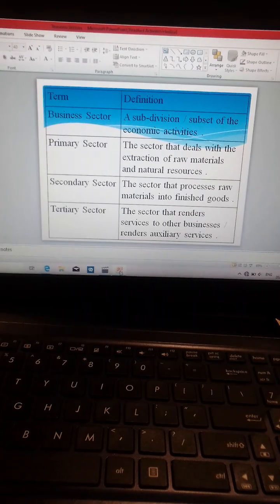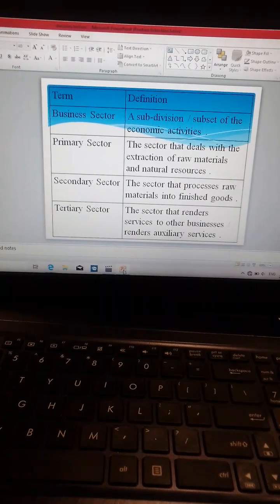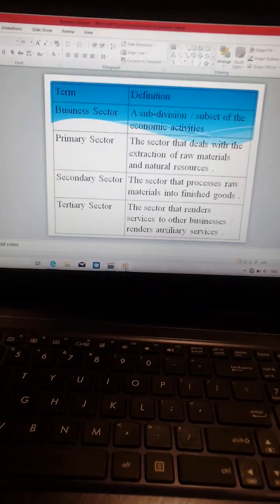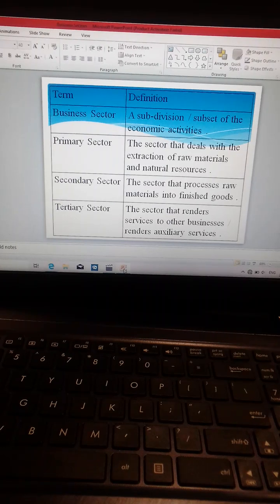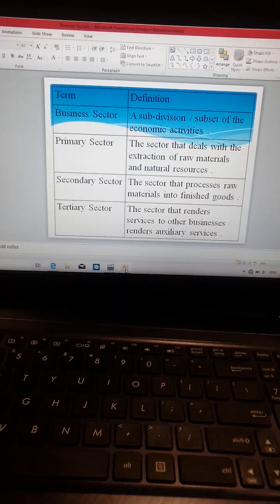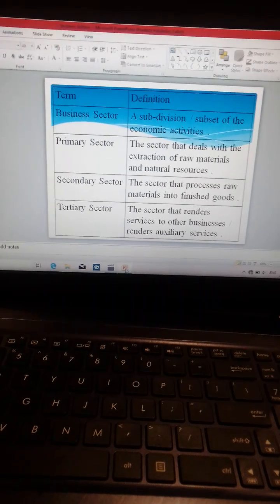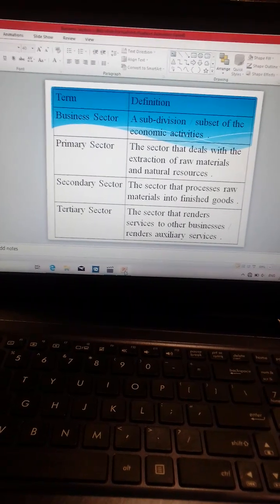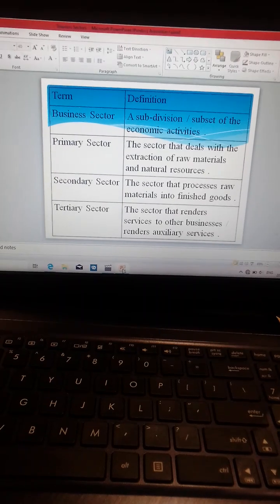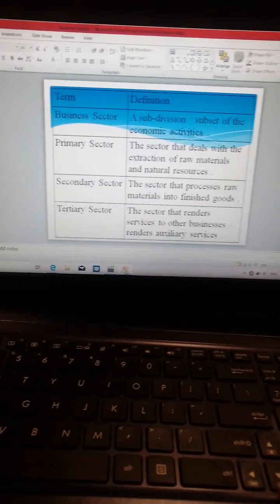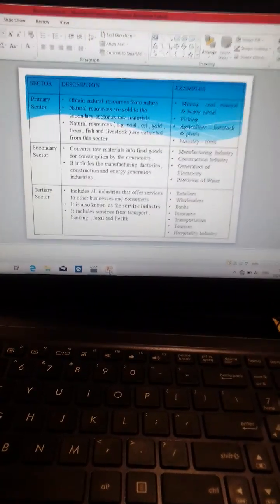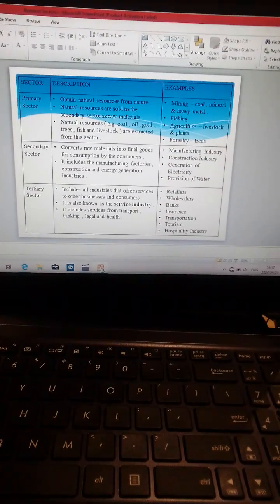So, okay, we haven't discussed what the business sector is. A business sector is a subdivision or subset of the economic activities. Remember, the primary sector deals with the extraction of raw materials and natural resources. The secondary sector processes raw materials into finished goods. And the tertiary sector renders services to other businesses or renders auxiliary services. This is just greater information of what happens in each sector.